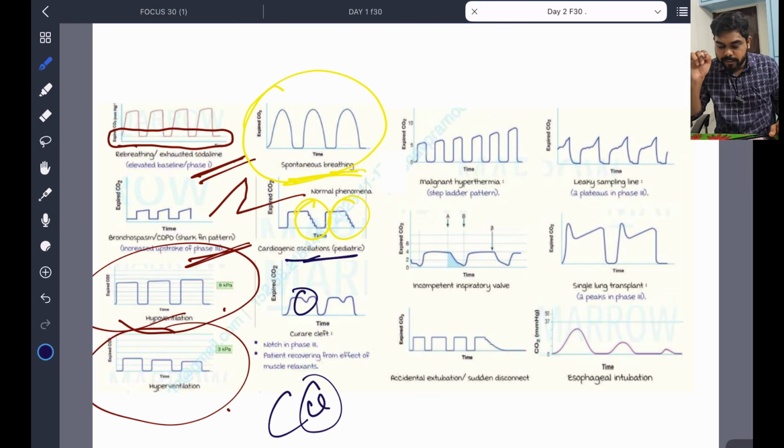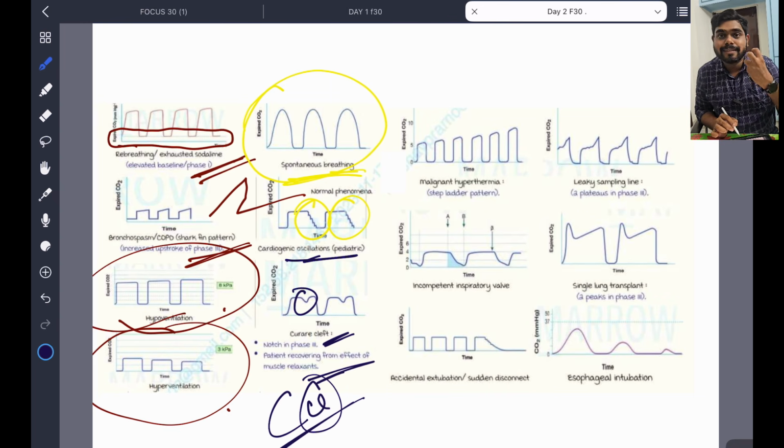See, there is a notch here. This is known as the curare effect. Okay, a notch in phase 3, the plateau phase. Curare, curare. So notch, U, curare effect. Okay, that is a patient recovering from the effect of muscle relaxant. Curares, we'll discuss later.